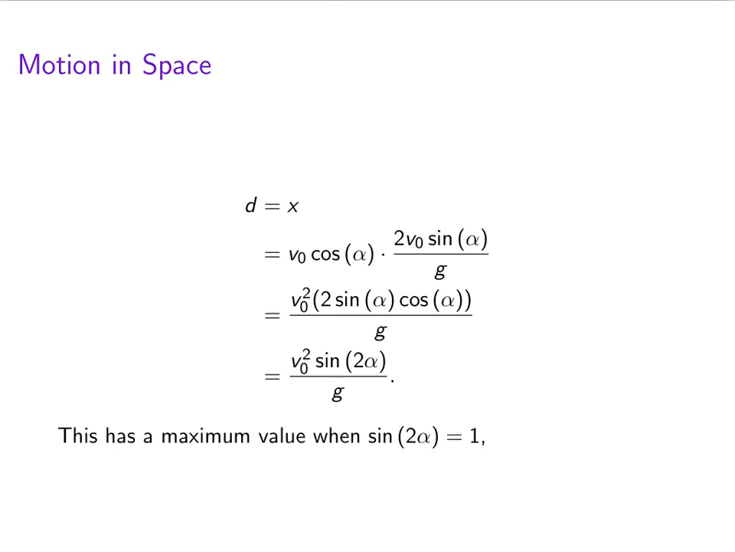So the way we can make this largest is by choosing the value of alpha that makes sine 2 alpha largest. So that'll happen when sine 2 alpha is equal to 1. And that happens when alpha is equal to pi over 4. So we should launch with an angle of pi over 4 in order to get the maximum possible distance on the object. Okay, that's all for now.